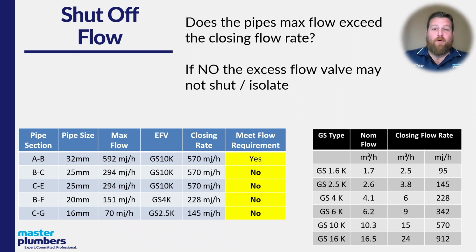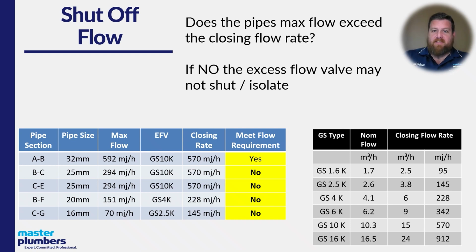So are they going to work? We know that pipe section A to B meets the flow requirement, and we know that pipe section B to C doesn't. Pipe section C to E is again a 25mm line with a max flow of 294. It's still a 10 cubic metre valve, so it's going to require the 570 megajoules an hour as well. So we know that that's not going to work.